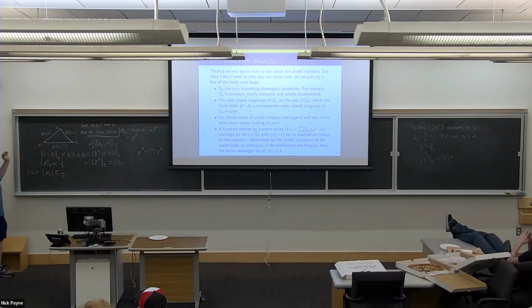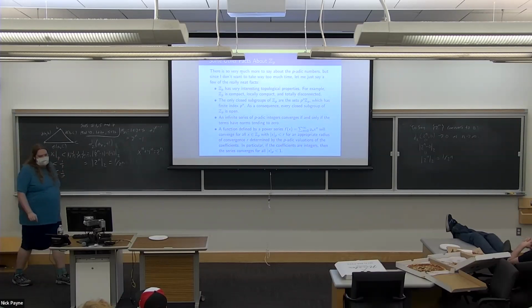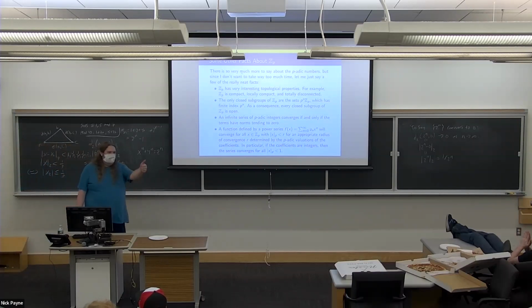And so every closed ball is open, every open ball is closed. So some other words and phrases. Z_p is compact. It's locally compact, which is even better. It's totally disconnected because of this thing: any point you draw a little ball around has nothing else near it.